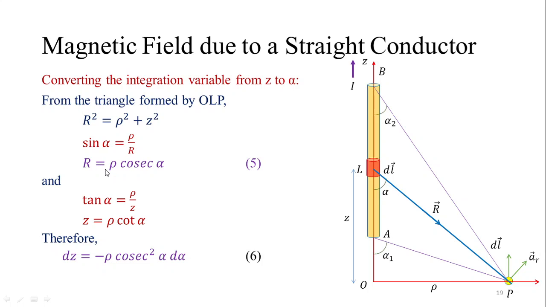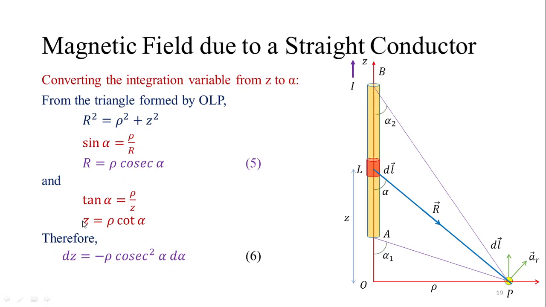So r is rho cosecant alpha. Okay, r square is rho square plus z square, and r is rho cosecant alpha. Similarly, you can get tan alpha. Tan alpha is equal to rho by z, so z is rho cot alpha.